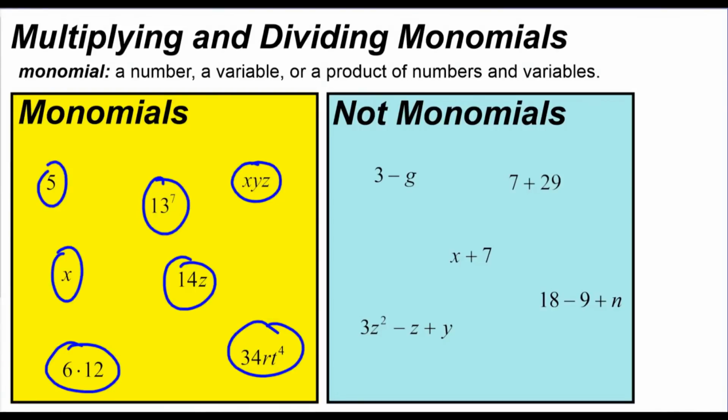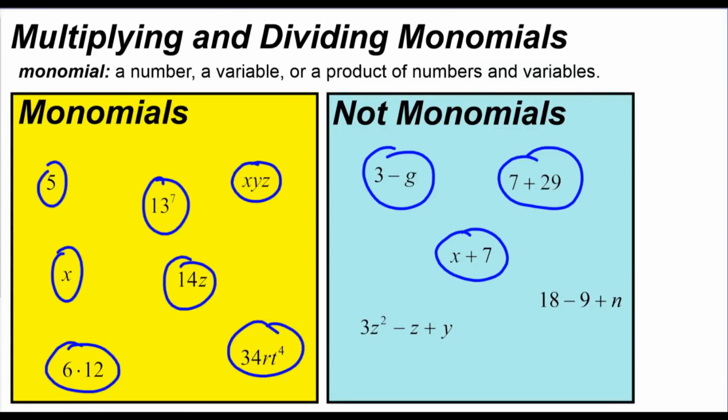In the blue box, I've got examples of things that are not monomials. 3 minus g, there's subtraction there. That is not a monomial. 7 plus 29, not a monomial as written. If we were to actually add those together and get 36, that would become a monomial, but as it's written, it is not a monomial.